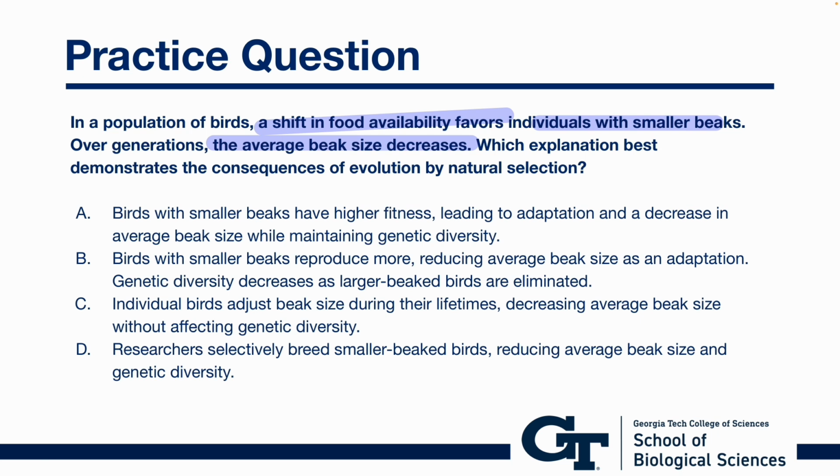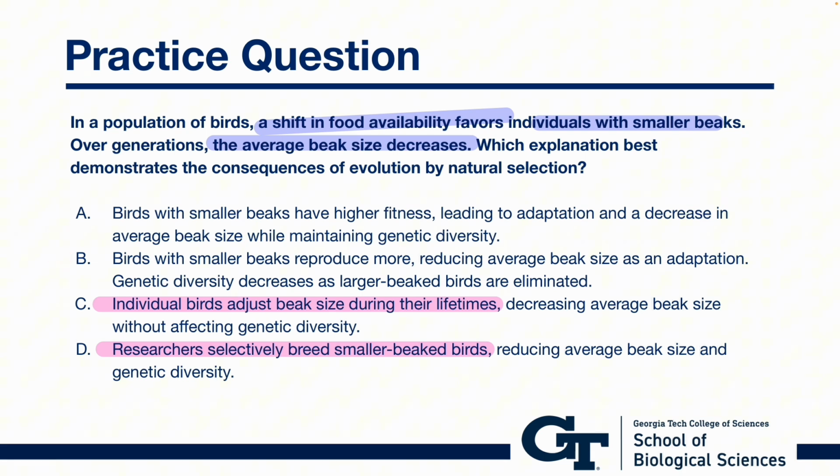When we look through this, I can immediately rule out two of them. We can go ahead and rule out C and D because we see this red flag right here: individuals adjust beak size during their lifetime. Hopefully we know by now that anything happening in their lifetime is not a form of evolution. And we can rule out D because it says researchers selectively breed. That's a form of artificial selection. So now we're between A and B.